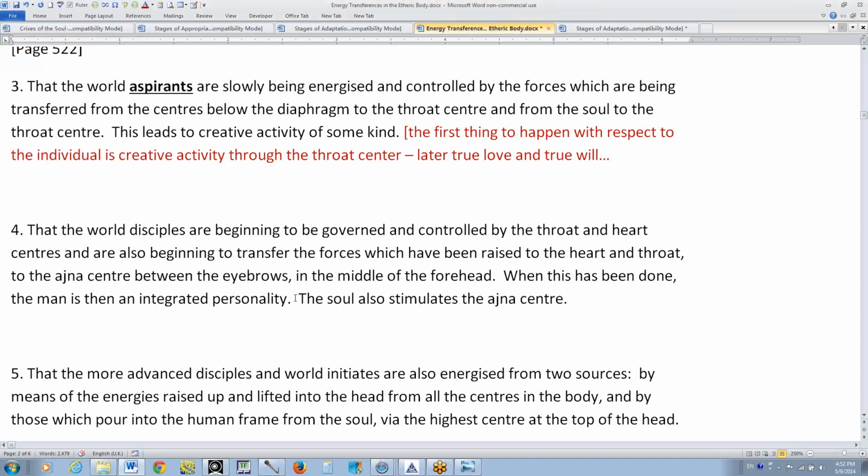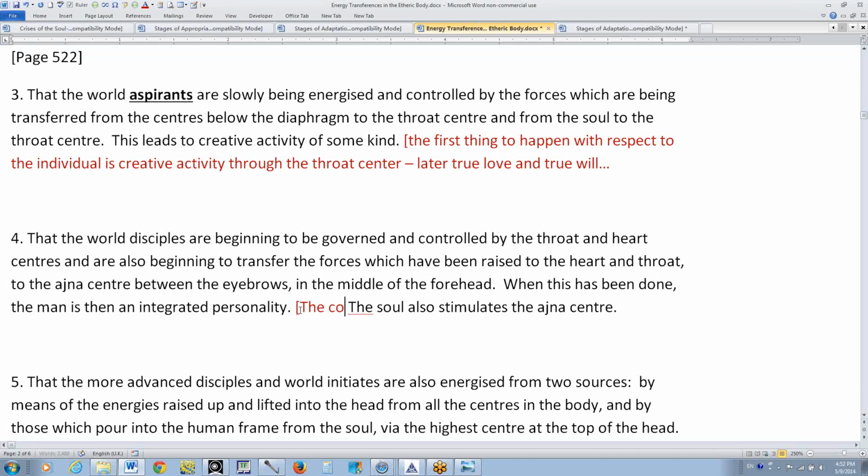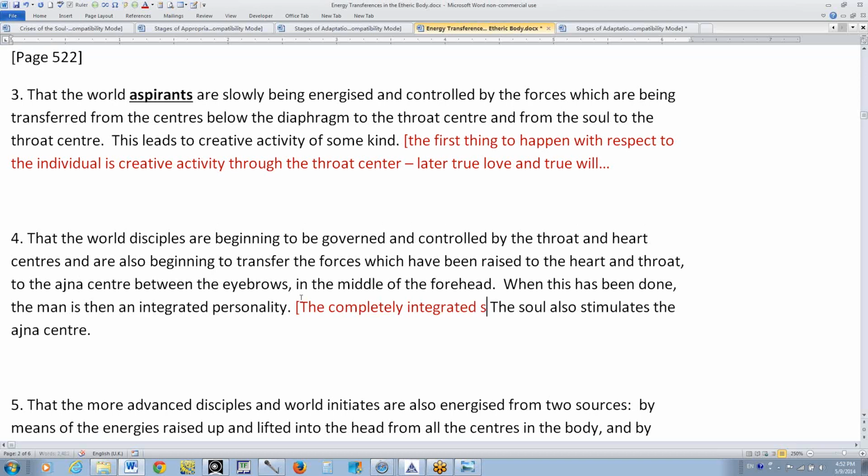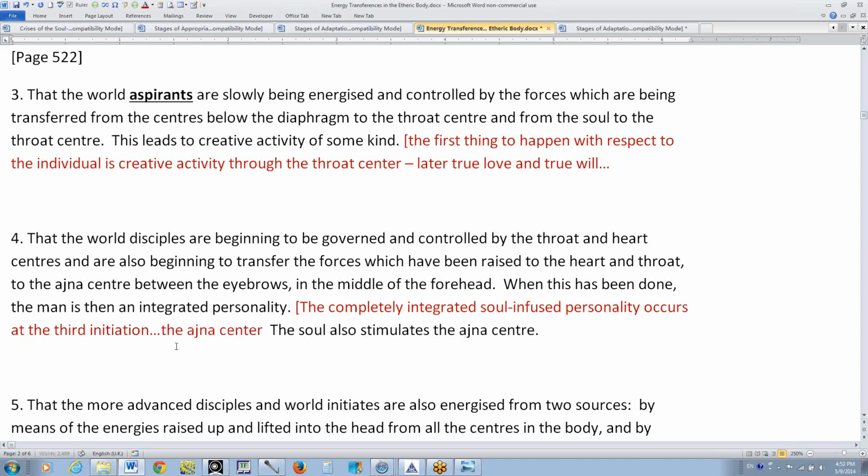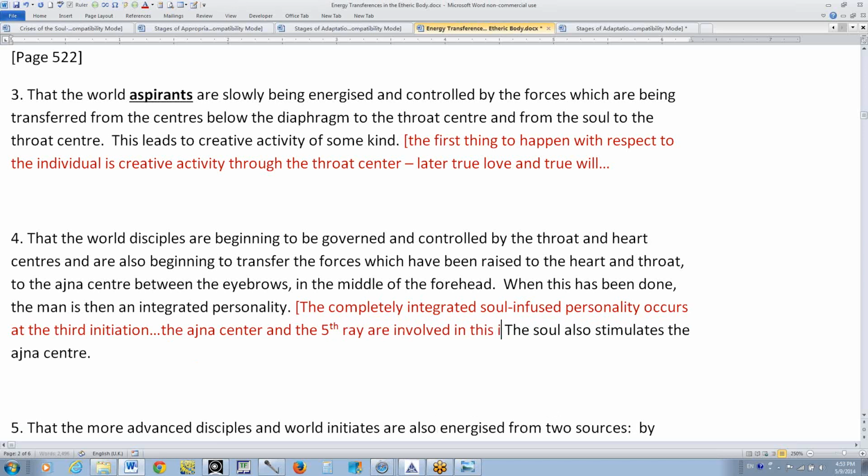This is so interesting. The completely, well, is it complete, or we might as well consider it that, the completely integrated soul-infused personality occurs at the 3rd initiation. At the 3rd initiation. Now that's where the ajna center gets involved. The ajna center and the 5th ray are involved in this initiation. So we can understand why he says that.